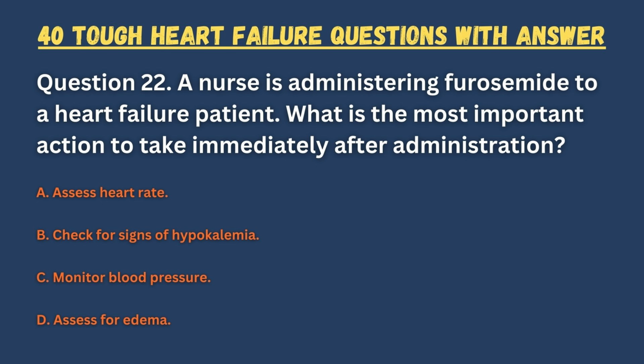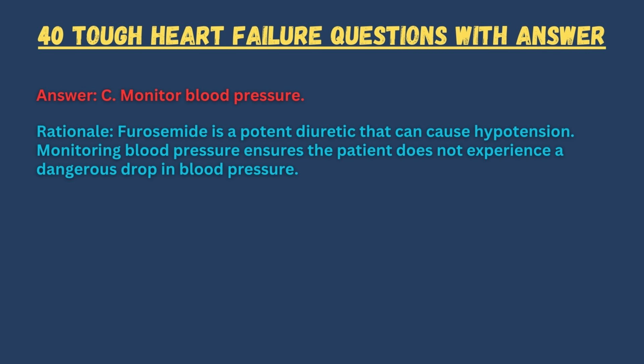Question 22. A nurse is administering furosemide to a heart failure patient. What is the most important action to take immediately after administration? A. Assess heart rate. B. Check for signs of hypokalemia. C. Monitor blood pressure. D. Assess for edema. Answer: C. Monitor blood pressure. Rationale: furosemide is a potent diuretic that can cause hypotension. Monitoring blood pressure ensures the patient does not experience a dangerous drop in blood pressure.